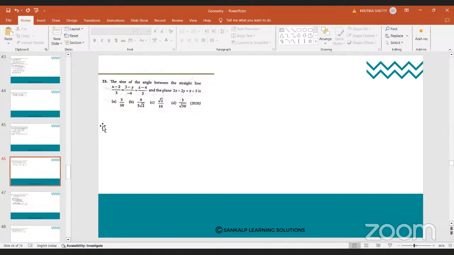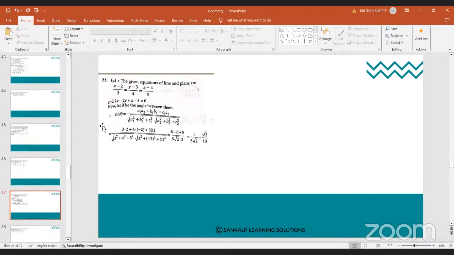Next, the sine of the angle between the line and the plane is. Okay, so just now we discussed sine theta is equal to, so the same formula we have to apply and simplify. Sine theta is equal to a1 a2 plus b1 b2 plus c1 c2. So on substituting and simplifying, we get root 2 upon 10.